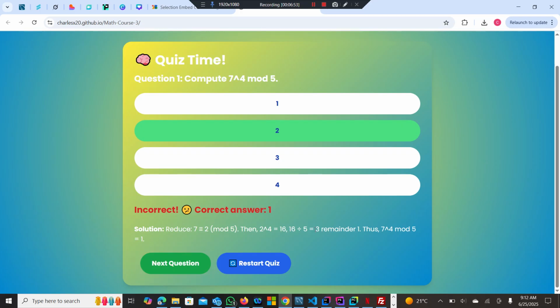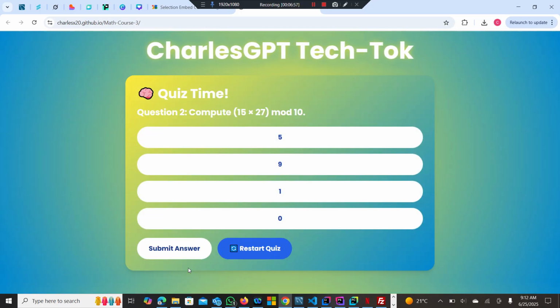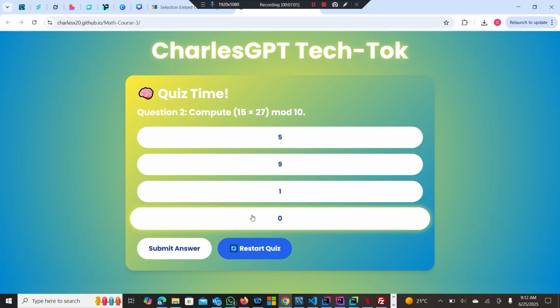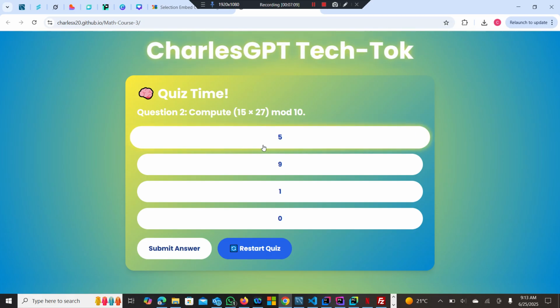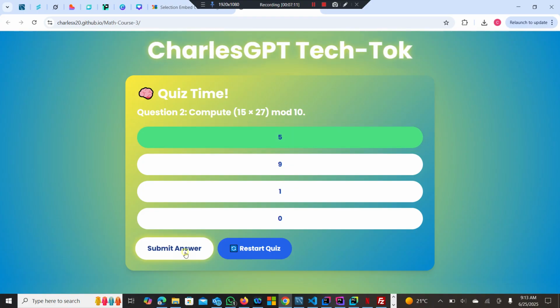It gives us a very detailed solution right here as well. Don't mind my voice though. So the question is to compute 15 times 27 mod 10. Mod 10, I think it's 5, because I was the one that did the question. So I think it's 5. Let me check it out.